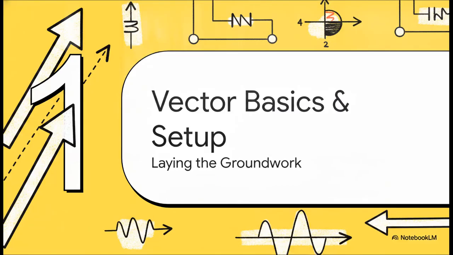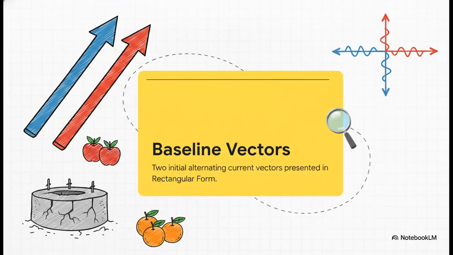All right, section 1, vector basics and setup, laying the groundwork. You know, every great construction project needs a solid foundation, right? And here, that's our baseline vectors. We have two initial AC vectors presented in what's called rectangular form. We've got vector I1, which equals A1 plus jB1, and vector I2 equals A2 plus jB2.